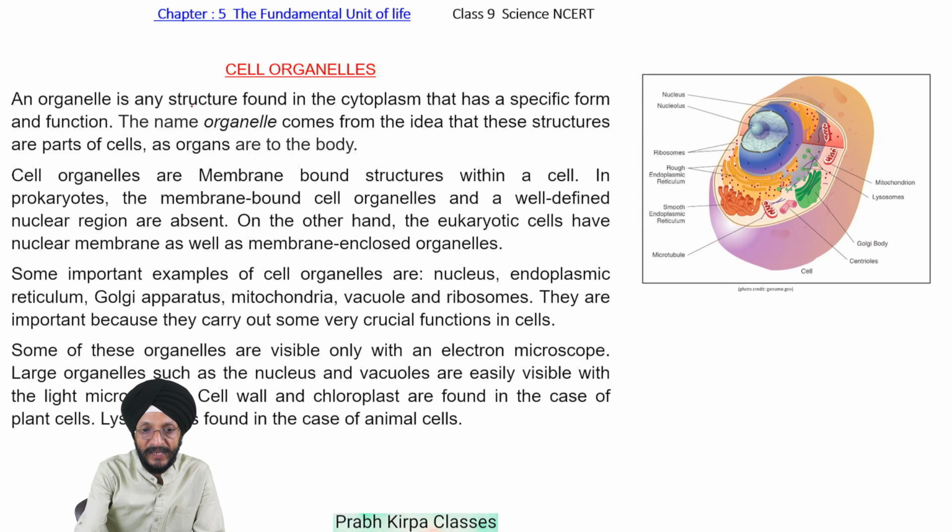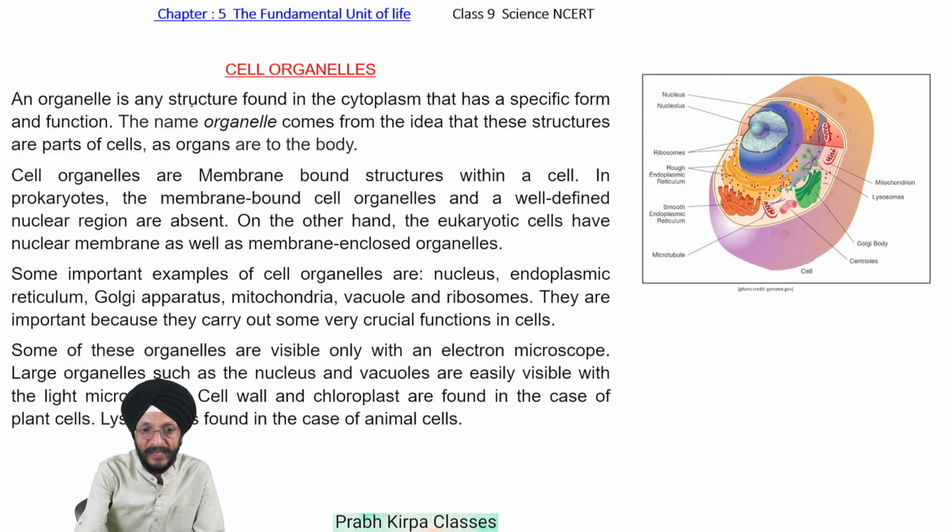vacuole. If you talk about the vacuole in plant cells, they have a large central vacuole. But in the case of animal cell, there may be no vacuole or there may be many vacuoles, but the size of the vacuole in the case of animal cell is small. Ribosomes are found both in animal cells as well as in plant cells. Cell organelles are important because they carry out some very crucial functions in the cells.